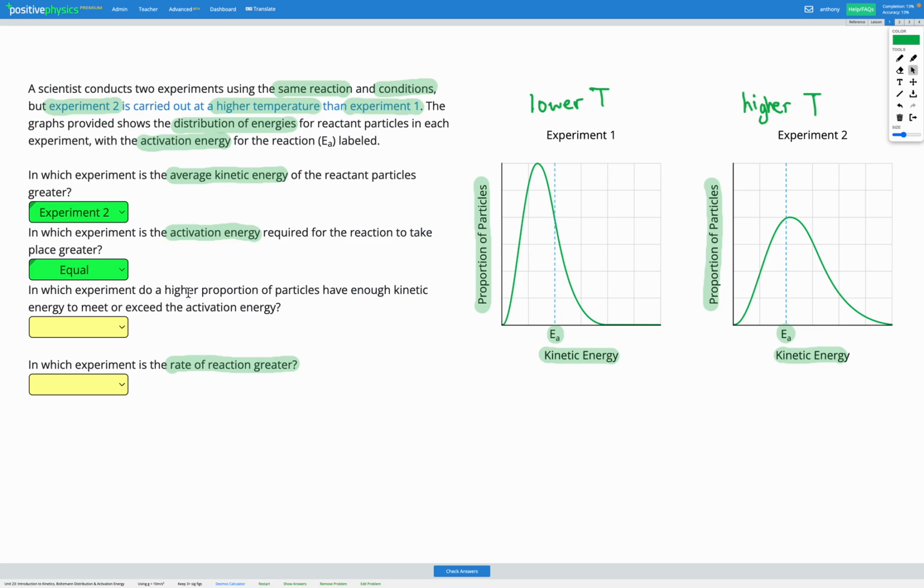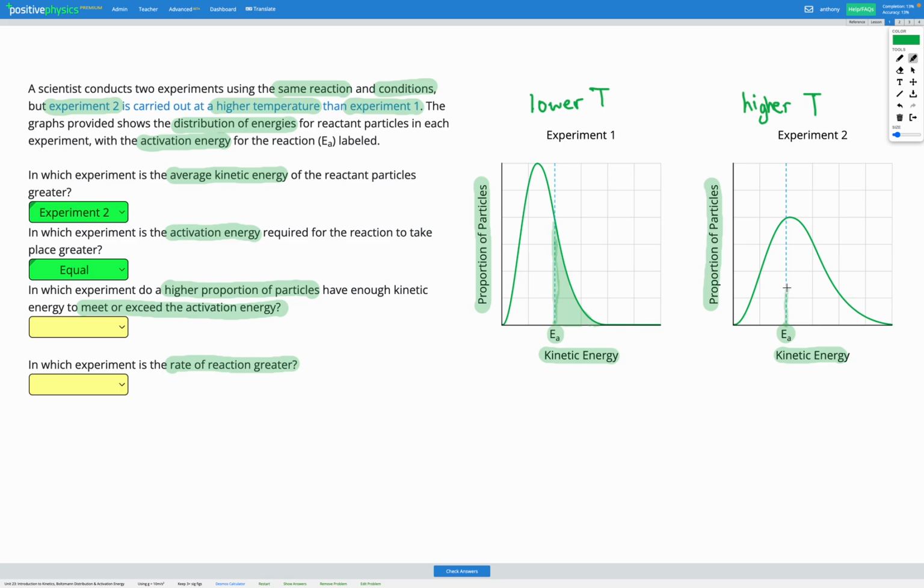Lastly, it's asking us, in which experiment do a higher proportion of particles have enough kinetic energy to meet or exceed the activation energy? So we're going to go ahead and kind of color in on our graph the proportion of particles that meet or exceed the activation energy. So here's our activation energy. So any particles that have a kinetic energy equal to or greater than that, those are the ones that are going to react. So that's anything in here. So that's our proportion of particles in experiment 1 that meet or exceed the activation energy.